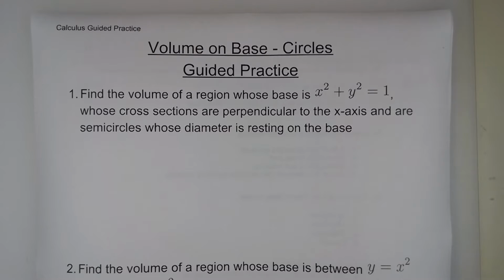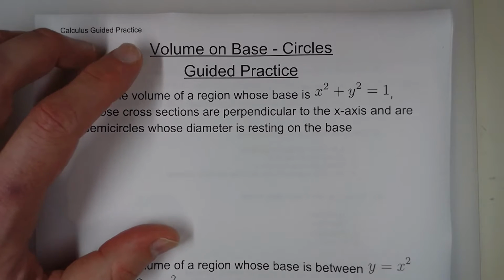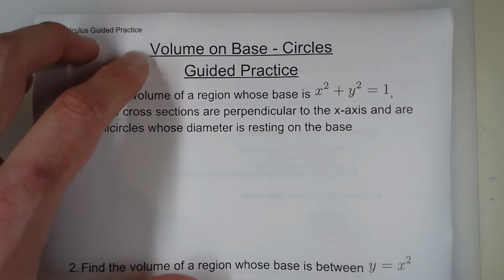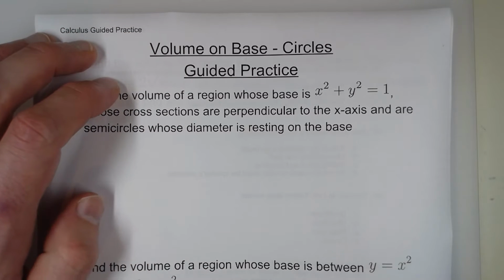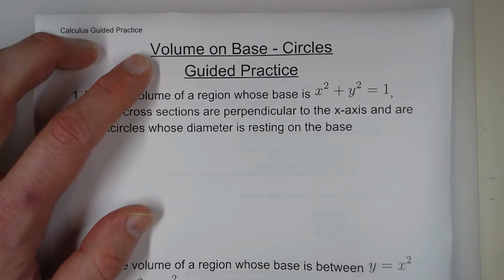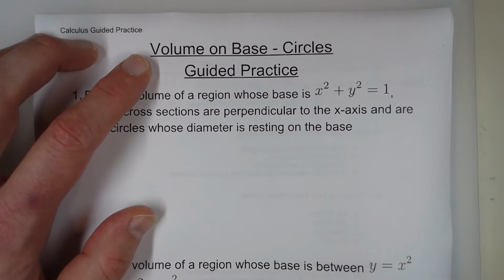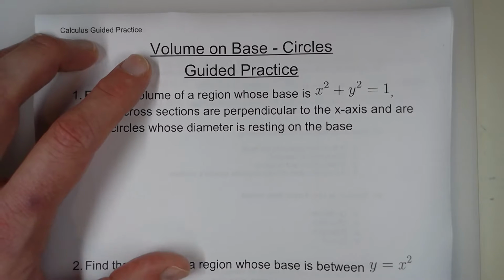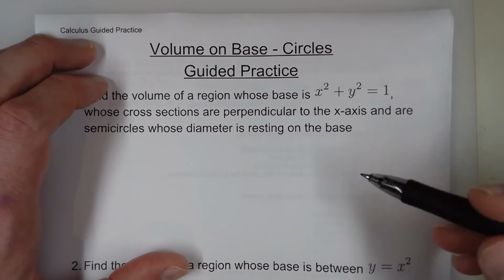So let's get started. Now, here we're talking about volume on bases where the cross sections are circles. If you haven't watched the video where we go over volume on bases with squares and rectangles, I suggest you stop and watch that video first, because some of what we're going to be talking about assumes that you've already seen that video. So once you've gone and seen that, come back and we'll go over this one.